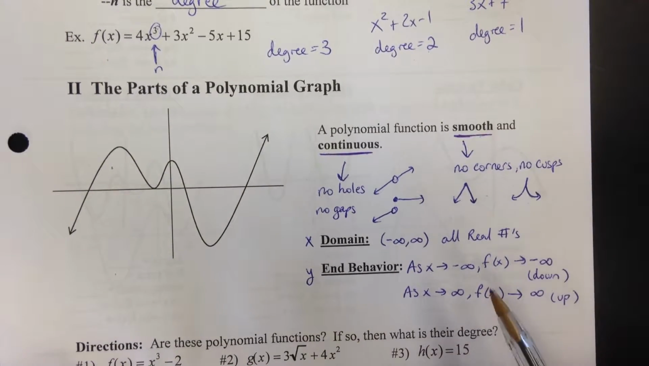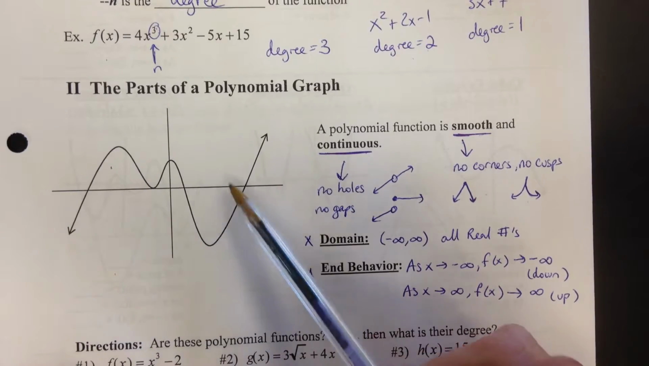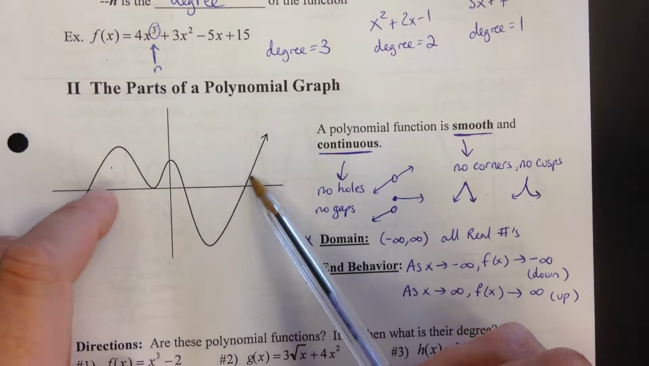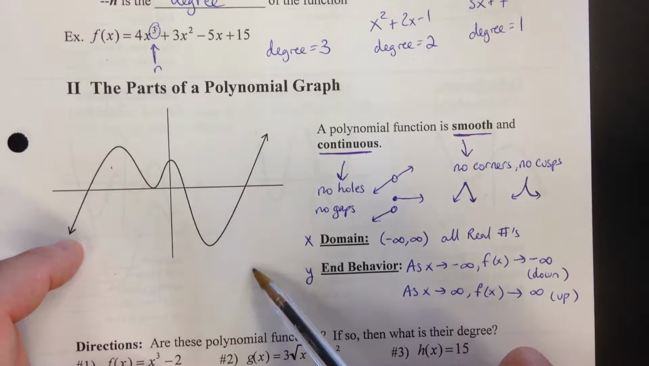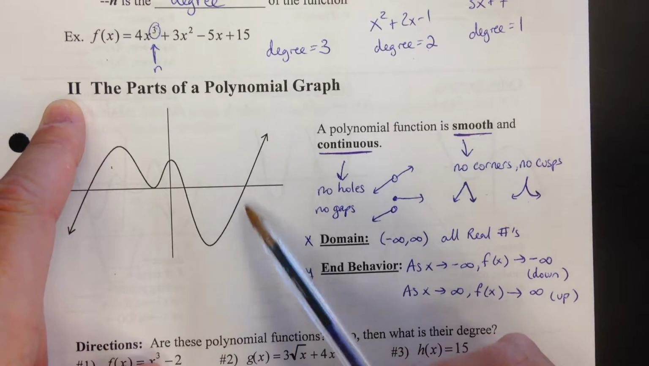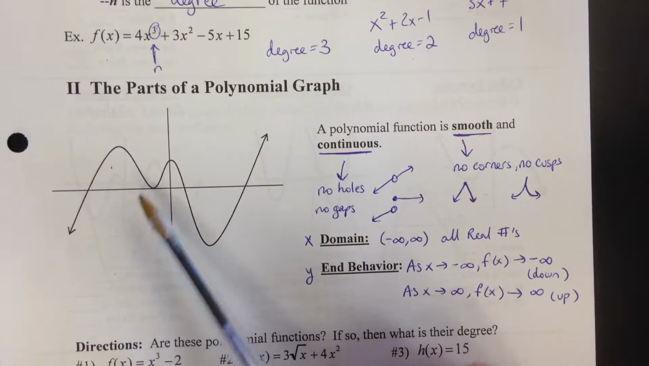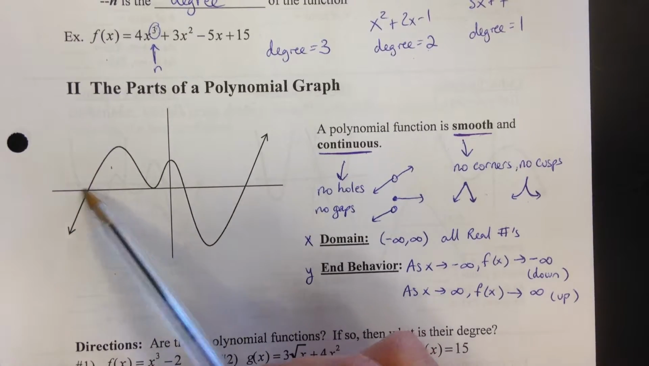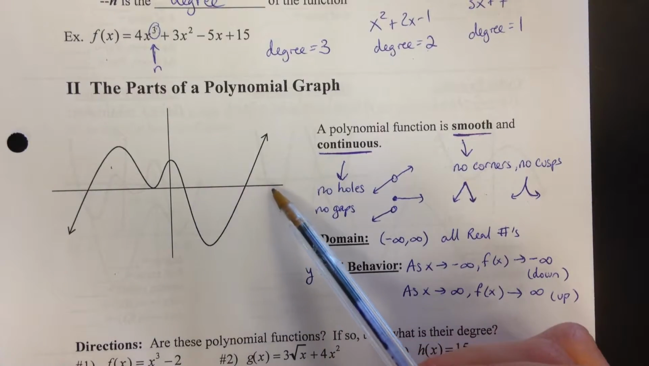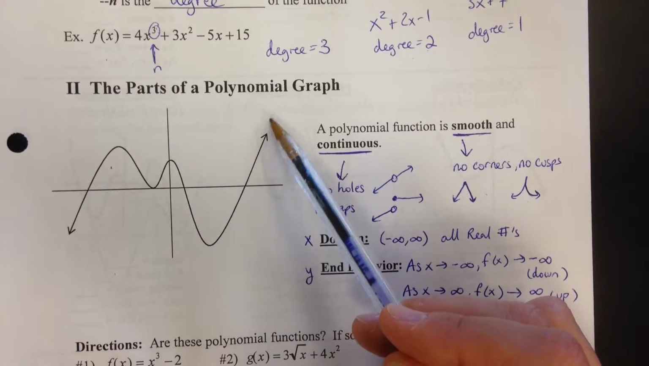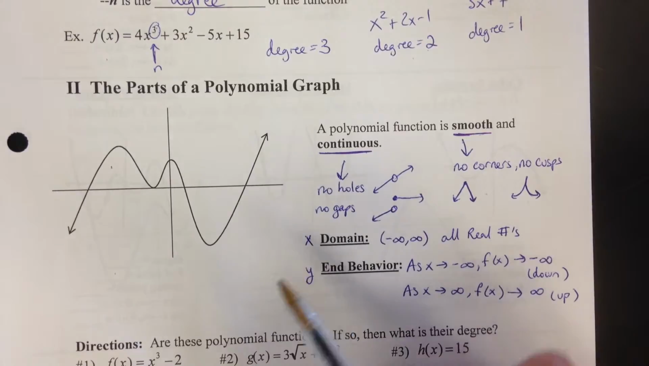Now, not every polynomial function is going to end those ways. They might both be going up. They could both be going down. And one could go up this way and down this way. So for this example, as x approaches negative infinity, the function's approaching negative infinity. As x approaches positive infinity, the y values are approaching positive infinity.